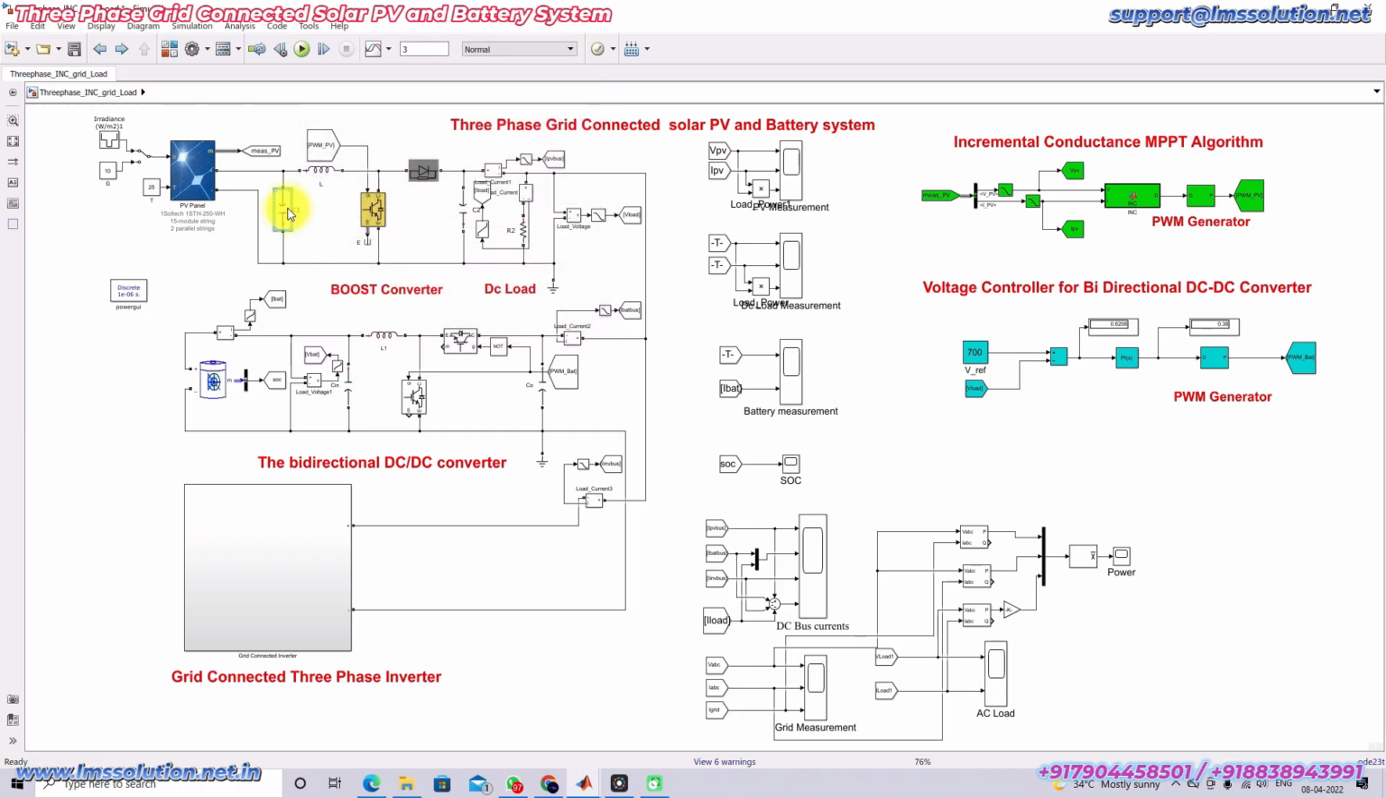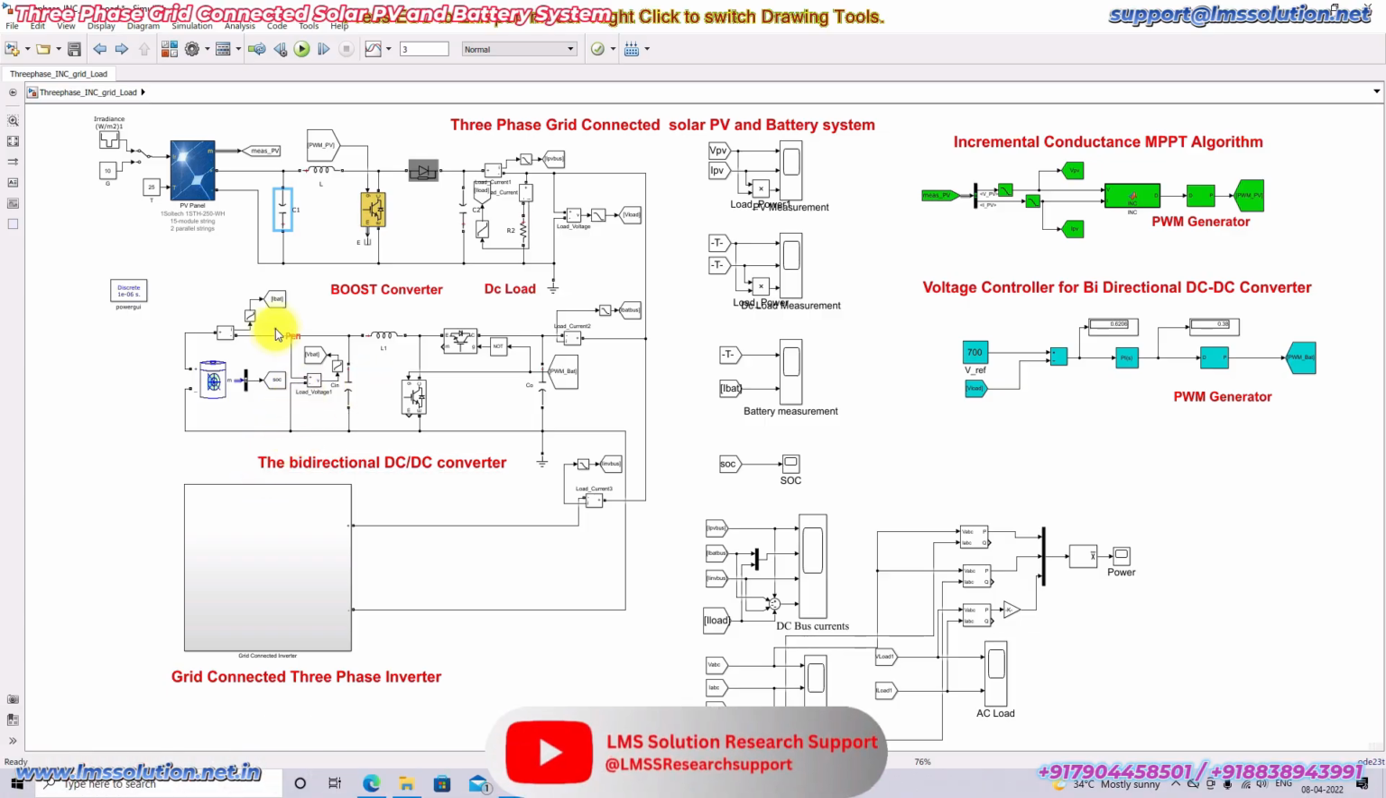So the input capacitor also. And next you have to design this bidirectional converter. The battery is going to be connected to the bidirectional converter. Why we are connecting the battery via a bidirectional converter is because the battery is going to act as a source as well as a store.